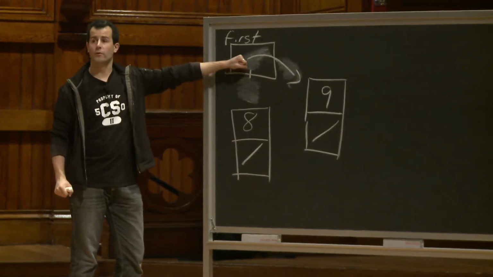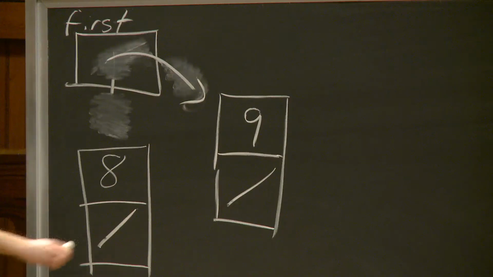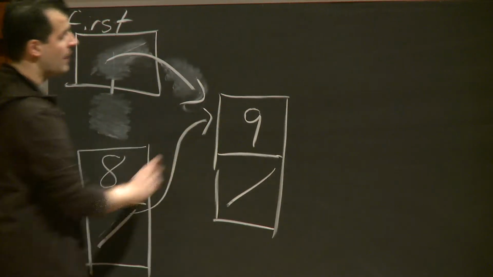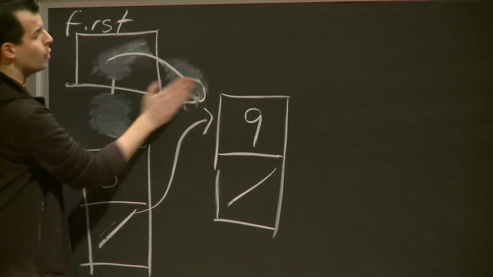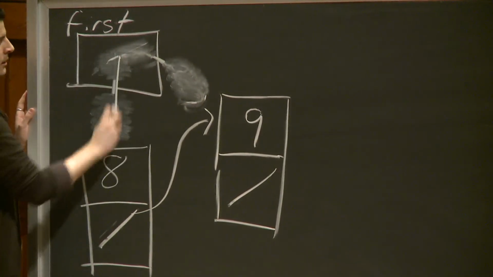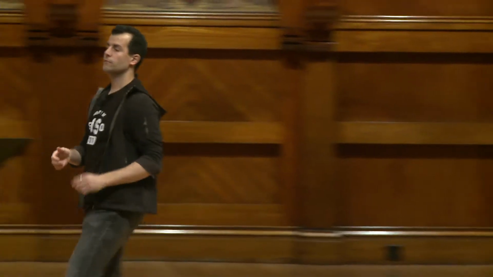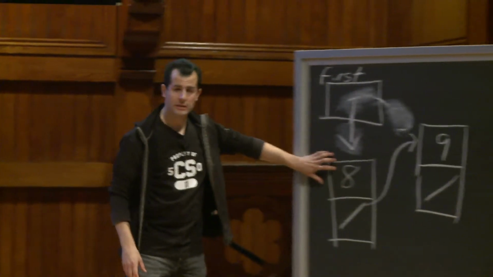Instead of updating this pointer first, just update this one here instead. So we need a line of code that's going to turn this null character into an actual pointer that's pointing at node 9. And then we can safely change first to point at this guy here. So now we have a linked list of 2 elements. And what does this actually look like here? Well, if we look at the code, notice that I've done exactly that. I've said new pointer. And in this story, new pointer was pointing at this guy.